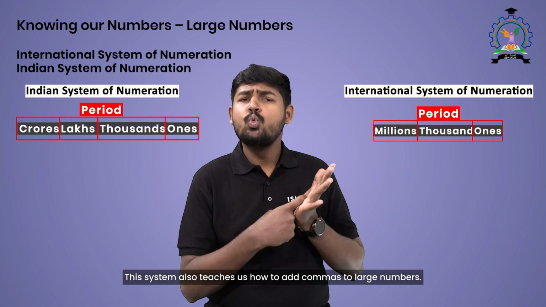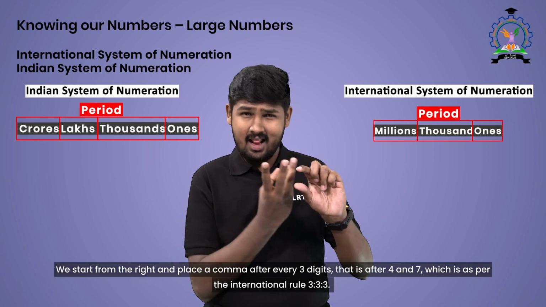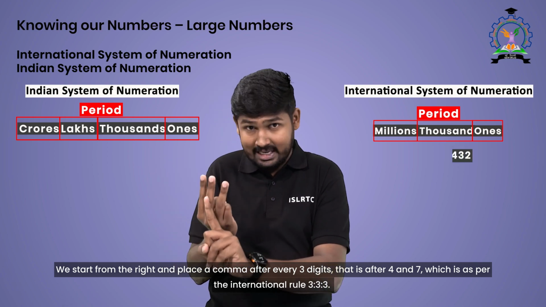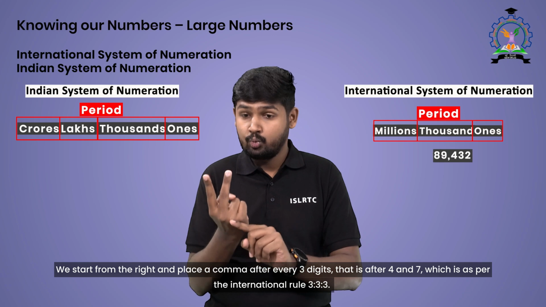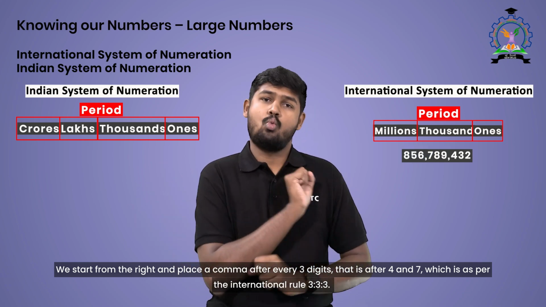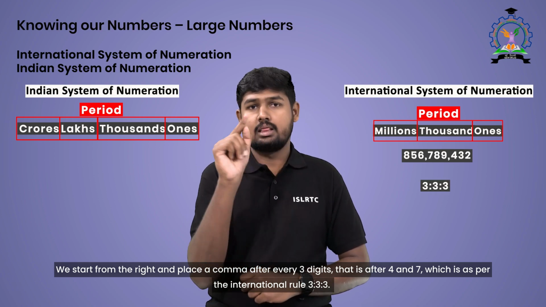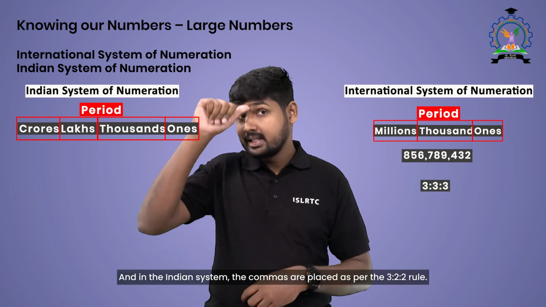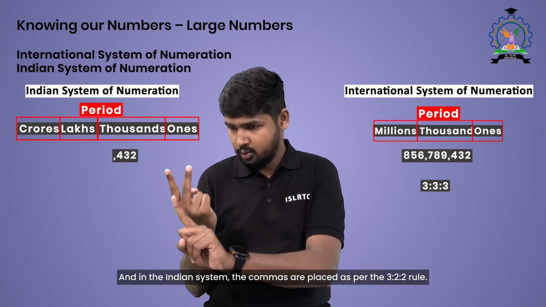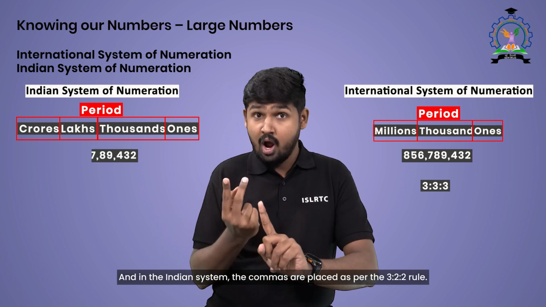This system also teaches us how to add commas to large numbers. We start from the right and place a comma after every 3 digits, that is after 4 and 7, which is as per the international rule 3:3:3. And in the Indian system, the commas are placed as per the 3:2:2 rule.